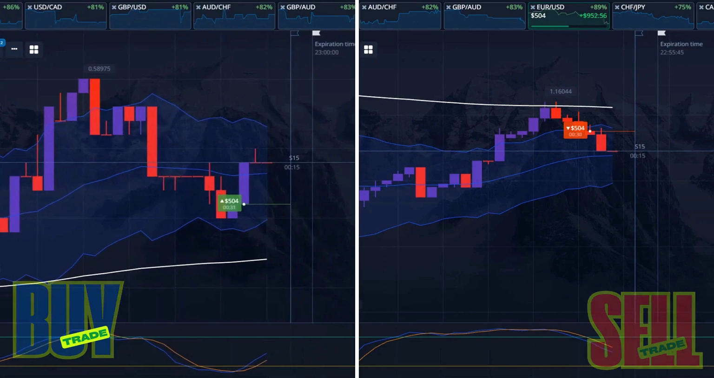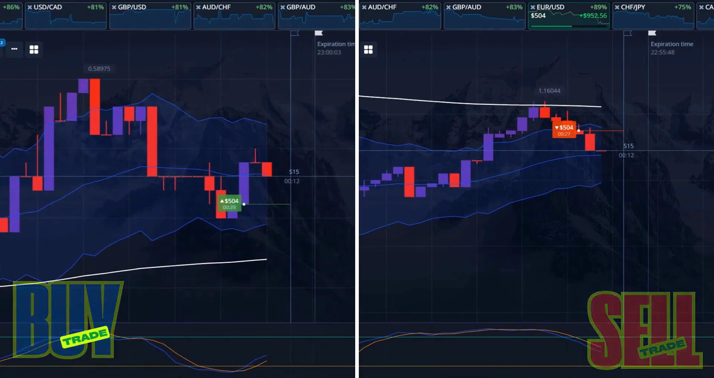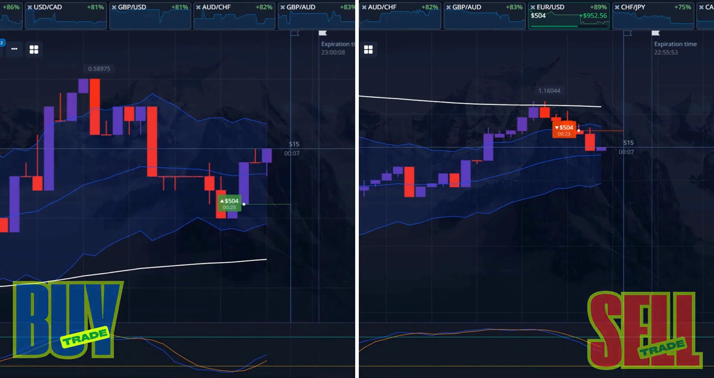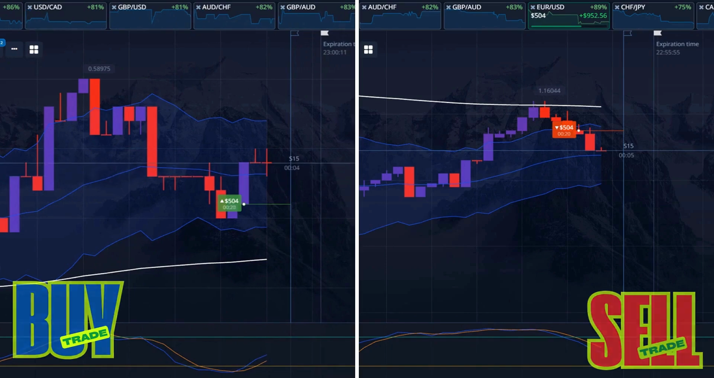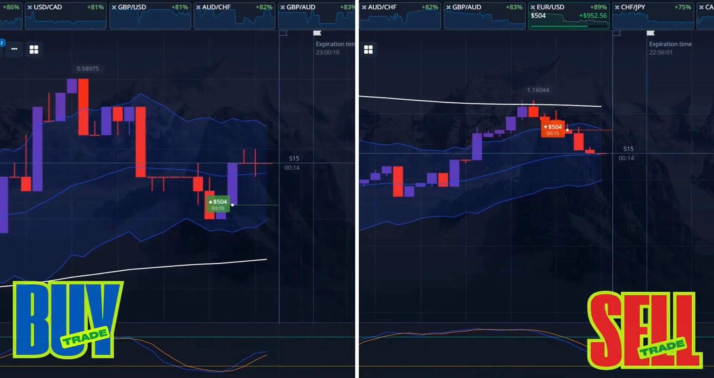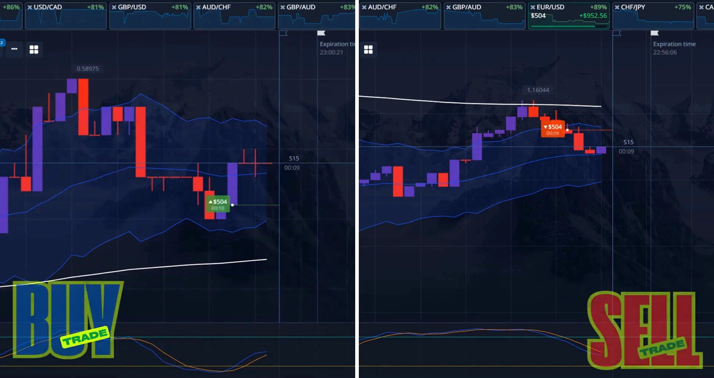For a sell trade, price must be below the EMA 200, so the market is trending down. Price touches or slightly breaks the upper Keltner band. The stochastic is in the overbought zone, above 80, and starting to turn downward. When all 3 match, take a 1-minute sell at the close of the candle.